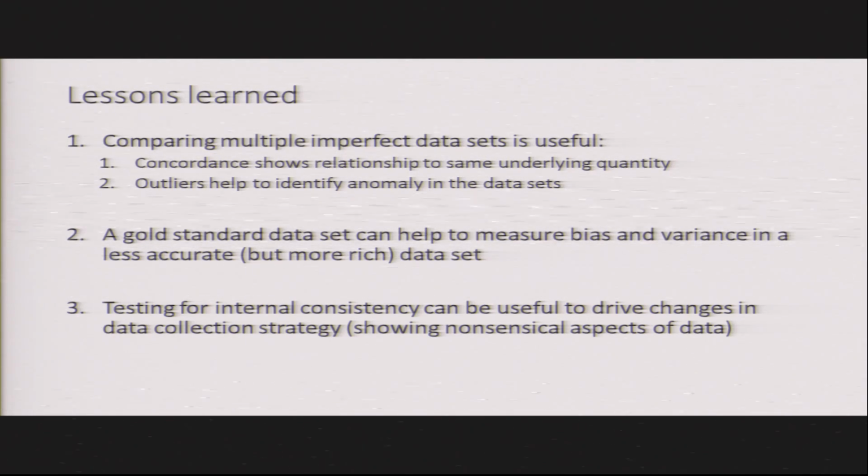If there was no concordance, you'd know there'd be something wrong. And if there's a lot of concordance, that means both data sets are doing well. You could also identify outliers. You can use a gold standard data set to measure the amount of information you have. And finally, you can look for internal consistency.